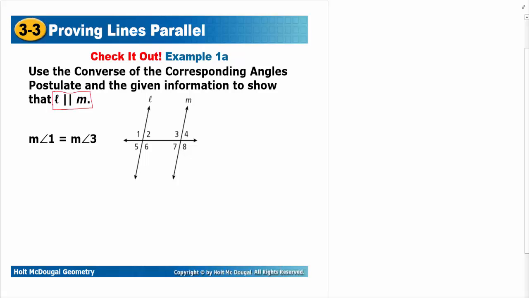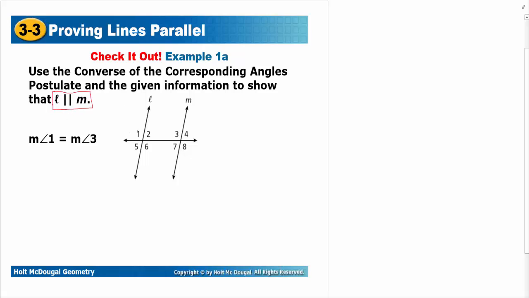That's kind of what we're doing here in a way, because everything's kind of backwards. In 3.2, we were trying to prove that measure of angle 1 equals measure of angle 3. We were given that the lines are parallel. Now we're going backwards. We're given the angles, and using the corresponding angles postulate, we have to show, not prove, since it's a postulate, not a theorem, that L is parallel to M.